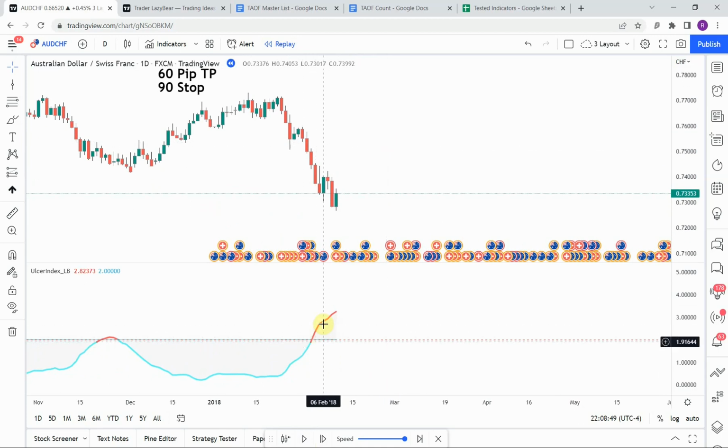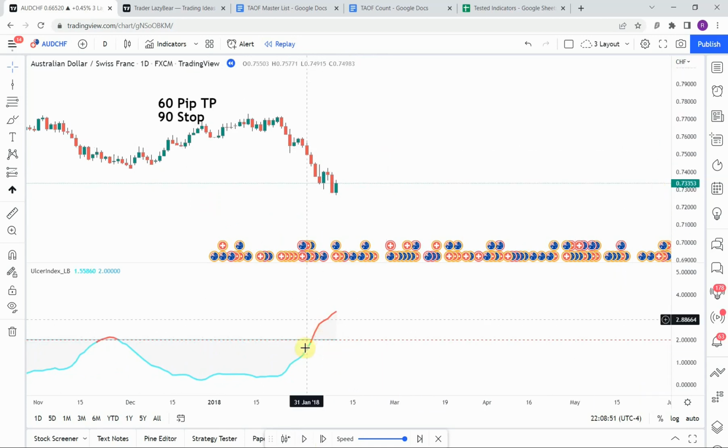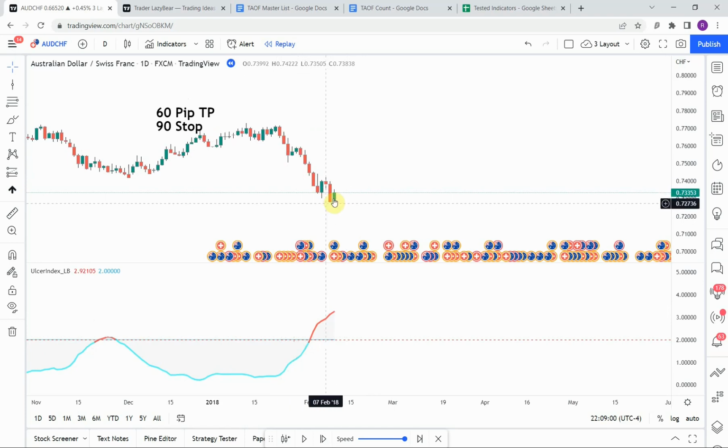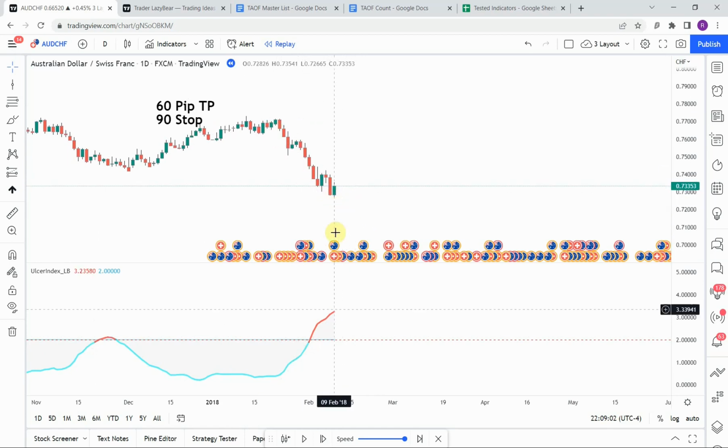Okay, so we get that spike to the upside there, and you can see here that we are moving down. Price action is moving to the downside, very clearly a downward direction taking place here. Now all we're going to do is look for this red line to cross back below that 2, and we are then going to go long.